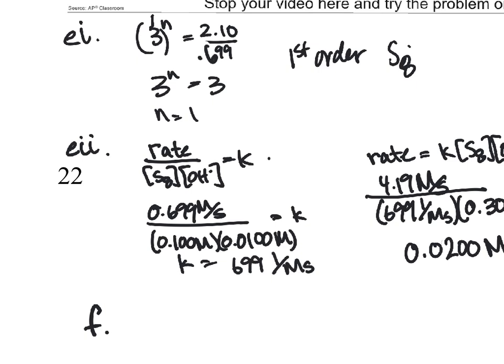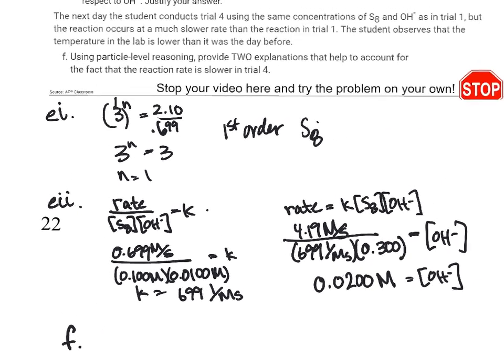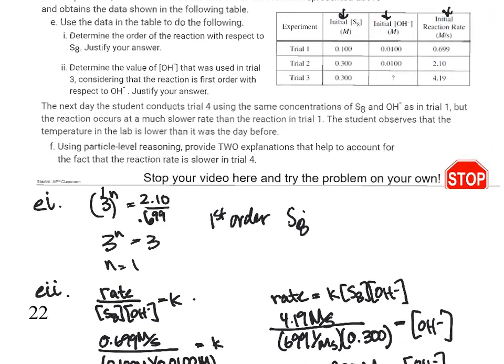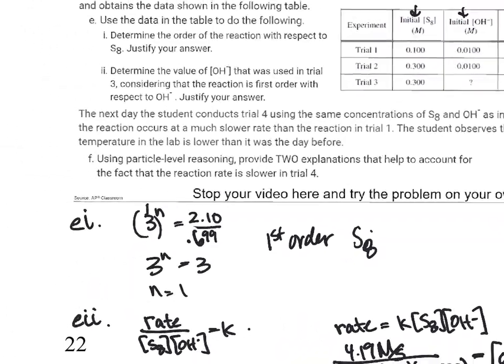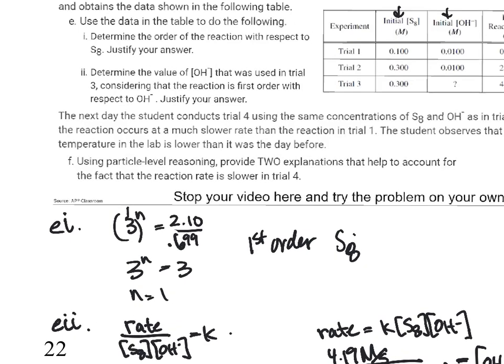Okay? Questions about what I did on E2? You walk through the whole thing. Okay. So, we're good on E1, though. Okay, just want to make sure. So, on E2, it asks for the value of hydroxide in trial 3. Then it tells me that the reaction is first order with respect to hydroxide. So, I now know that rate is equal to K times the concentration of S8 raised to the first. I just figured that part out. And then it tells me that hydroxide is first order as well.